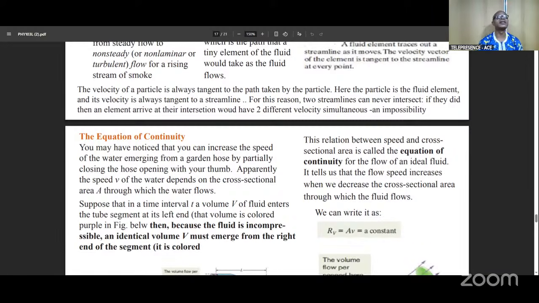You can increase the speed of the water emerging from a garden hose by partially closing the hose opening.